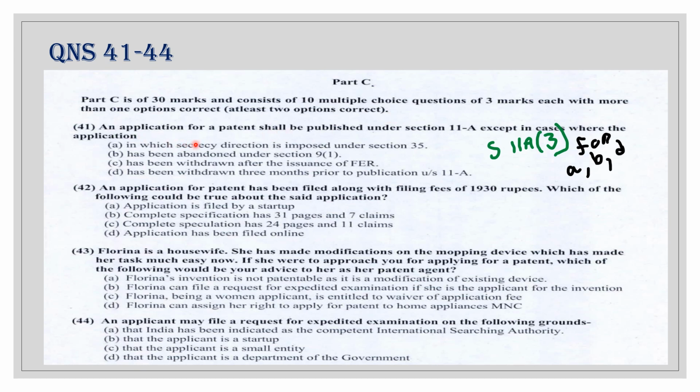An application for a patent shall be published under section 11A except in cases where the application, option A, is one in which secrecy direction is imposed under section 35; option B, has been abandoned under section 9 subsection 1; option C, has been withdrawn after the issuance of FER; option D, has been withdrawn 3 months prior to publication under section 11A.